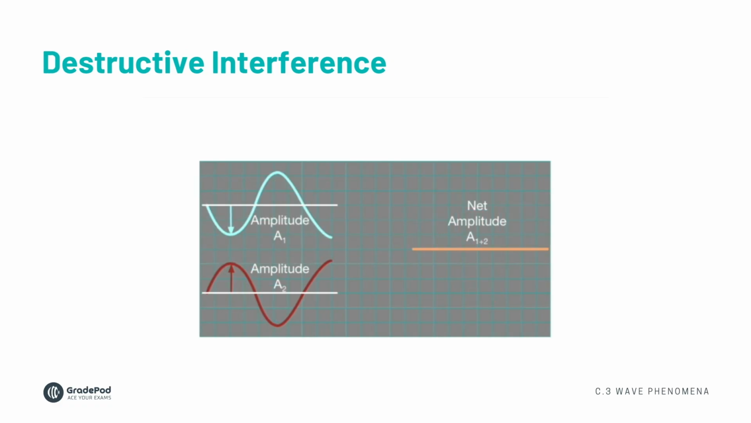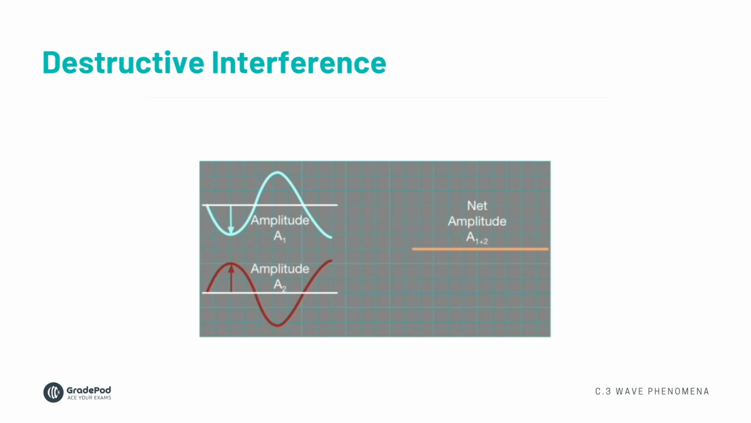Destructive interference can be shown on this slide. We have the same waves here, but they're in a slightly different phase of their cycle. Amplitude A1 is -2 and amplitude A2 is +2. When these two waves are superimposed and added together, at all stages the amplitudes add to 0. This is known as total destructive interference. And in any case where the amplitude is less, it is known as destructive interference.